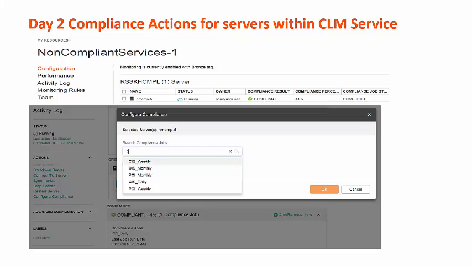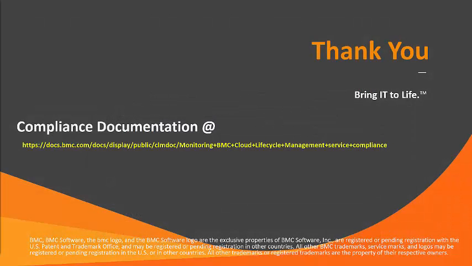A cloud admin can perform a day two action to remove a compliance job or add a new compliance job to a server. We just have to drill down to the server details UI, as shown here. You can click on configure compliance or add/remove jobs, which will list out this UI, wherein the admin can select the respective jobs to be added to the server, or uncheck the existing compliance jobs, and then submit the request. More compliance configuration and documentation is available under this URL.